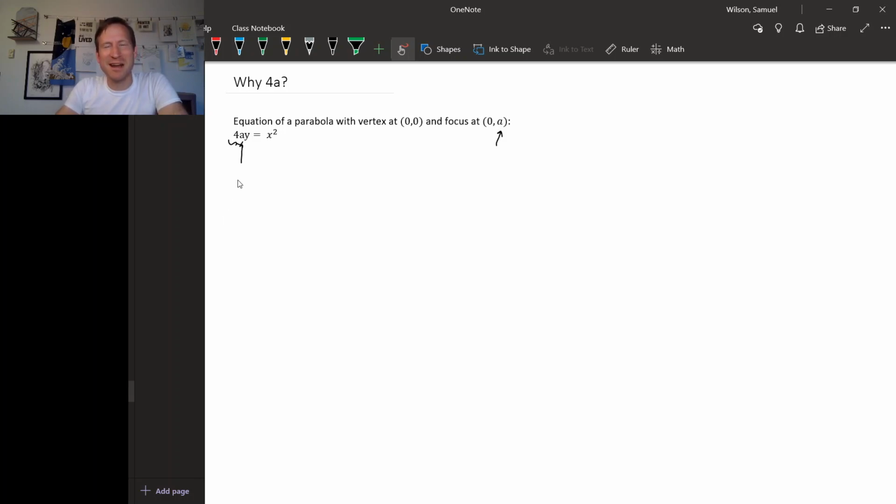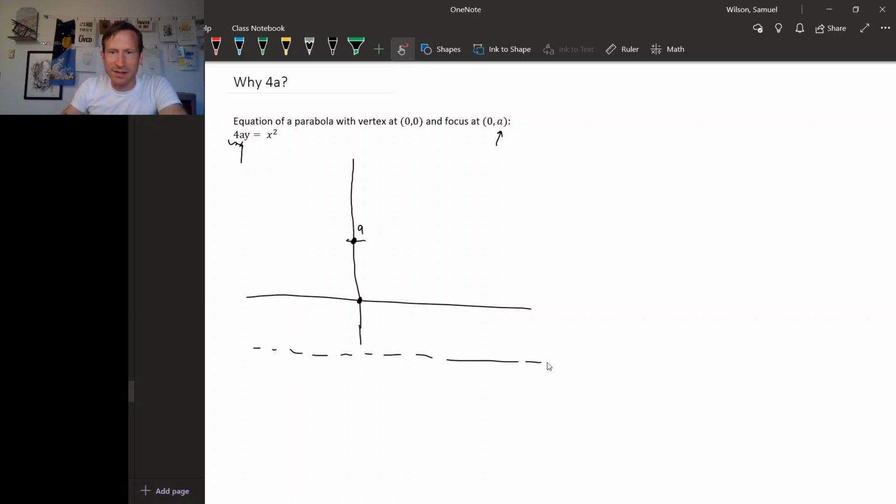So, I mean, it kind of makes you wonder, what geometrically does 4 times a actually represent? And so let's have a look at that. So let's sketch this parabola. So here's our coordinate system. The vertex is at the origin, and the focus is at (0, a) here. Remember, that means the directrix is going to be down here at y = -a.